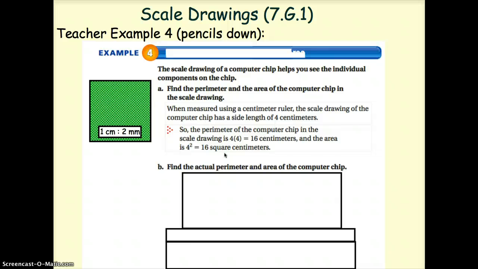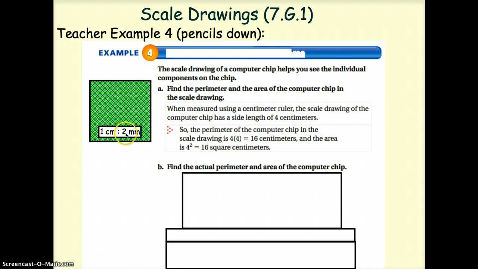Okay, now for the tricky part. Find the actual area and perimeter of the computer chip. Now, what you have to do here is you have to go back to the side length. You're not going to work with the perimeter and area. Back to the side length and convert that first. So we can set up our fractions.